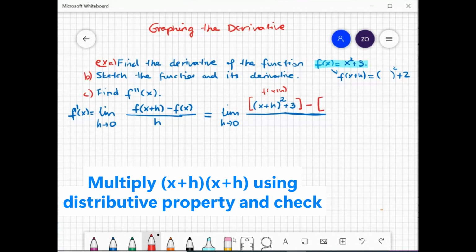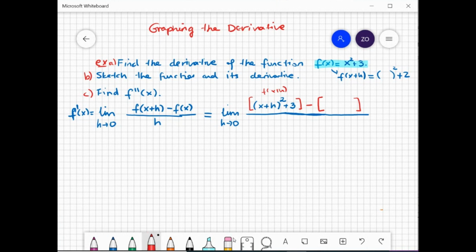Minus, now we will write f of x. So we will subtract from this expression f of x. And what is f of x? It is simply x squared plus 3. So just write the two expressions and we will expand them and simplify and see what we get. So limit as the distance between the two points x and x plus h goes to 0.